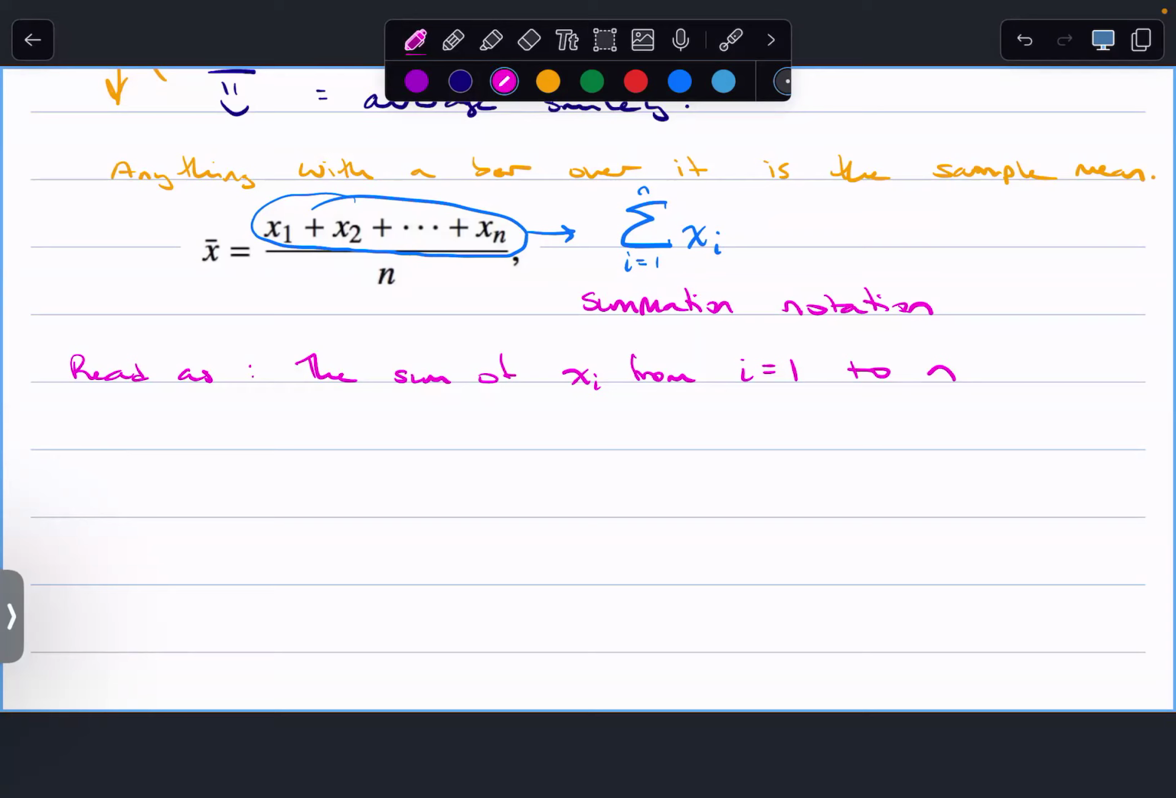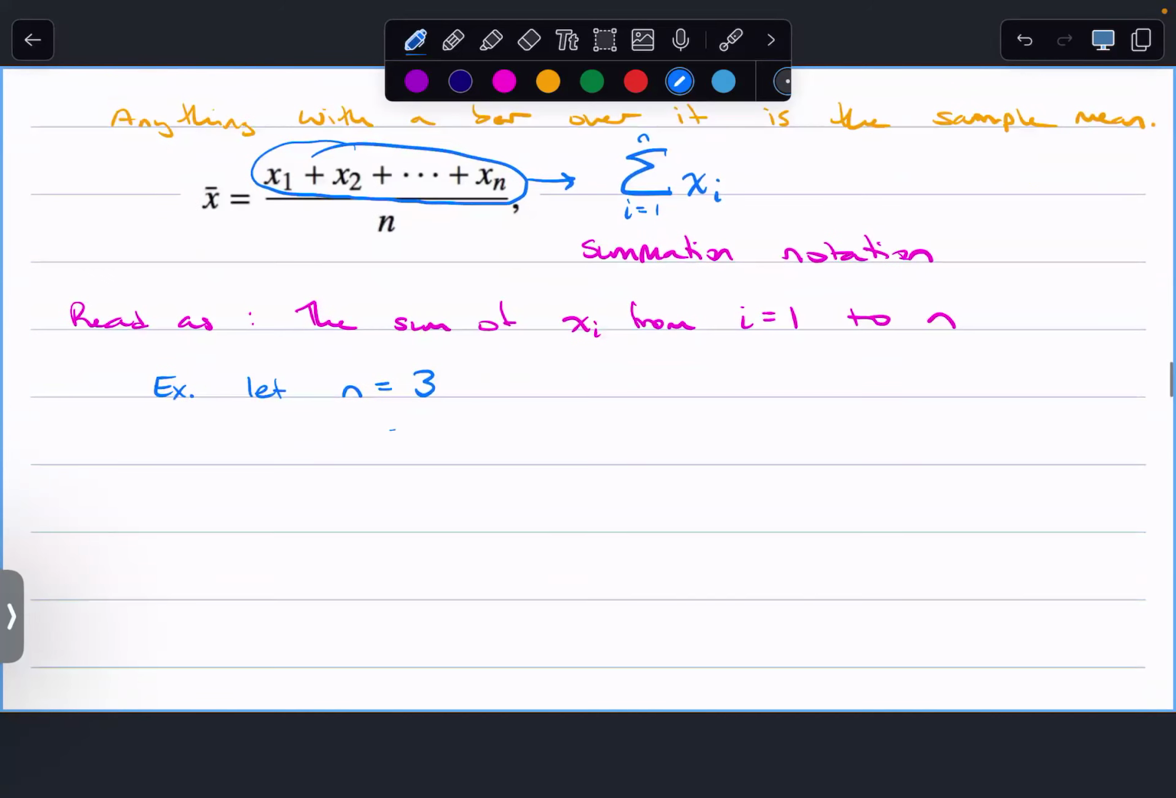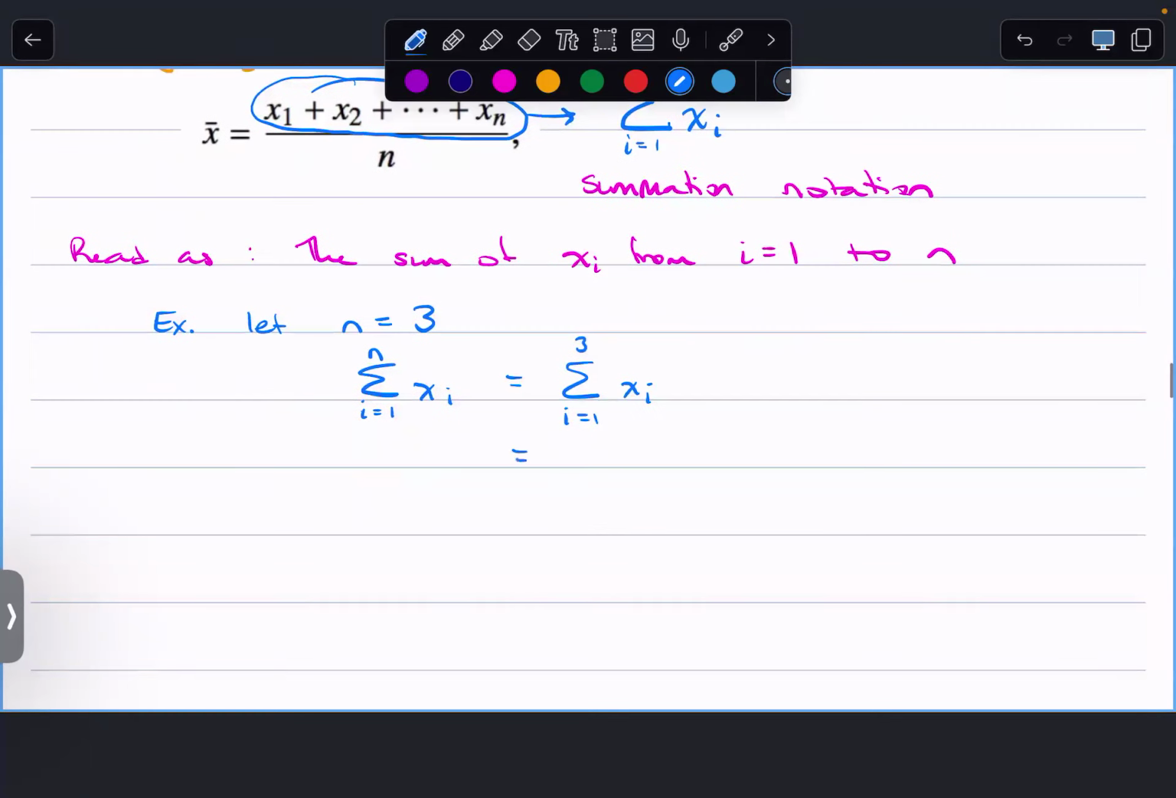right? If I tell you that n is 3, so as an example, let n be 3, then the sum from i equals 1 to n of xi, I can replace it with 3. The sum of i equals 1 to 3 of xi, I can expand it out as x1 plus x2 plus x3.